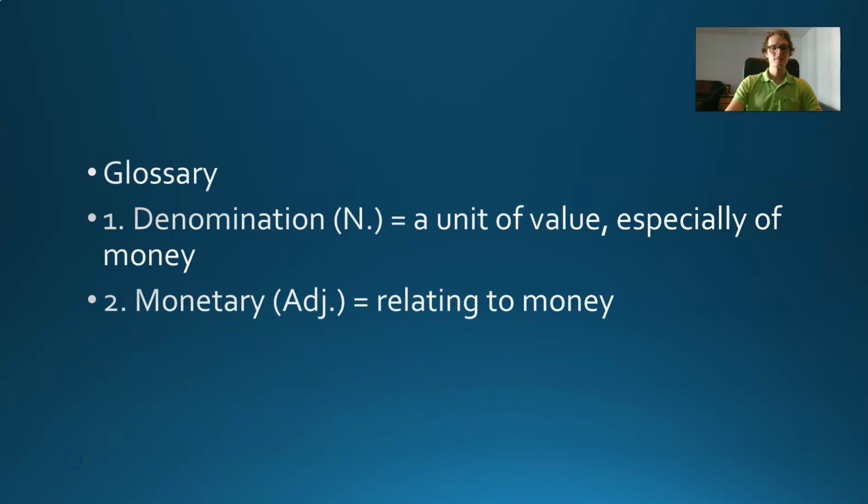Second word is monetary. That's an adjective which means relating to money. So anytime you want to talk about money or talk about something that has to do with money, you can say monetary. So for instance, you can say, I'm going to go to work for monetary gains. That means you want to gain money, right? You don't want to gain muscles, you want to gain money. So you're going to go to work for monetary gains, not muscle gains. Okay, let's continue.